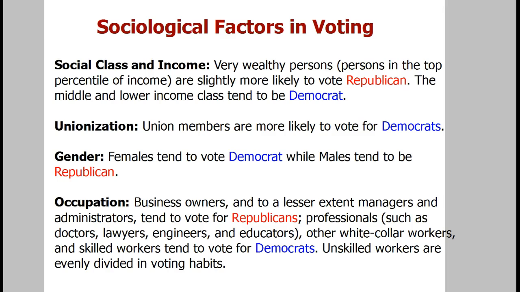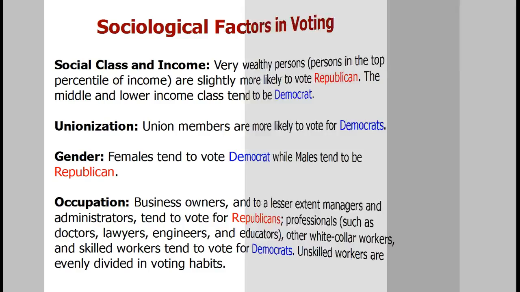Skilled workers tend to vote Democratic. So if you're an electrician or a plumber or something like that, you tend to vote Democratic, although not universally. Unskilled workers, it does not matter. It's pretty evenly divided. Let's go ahead and move on here.